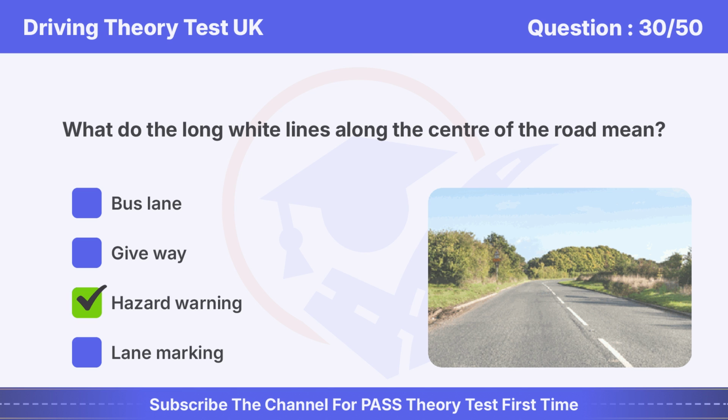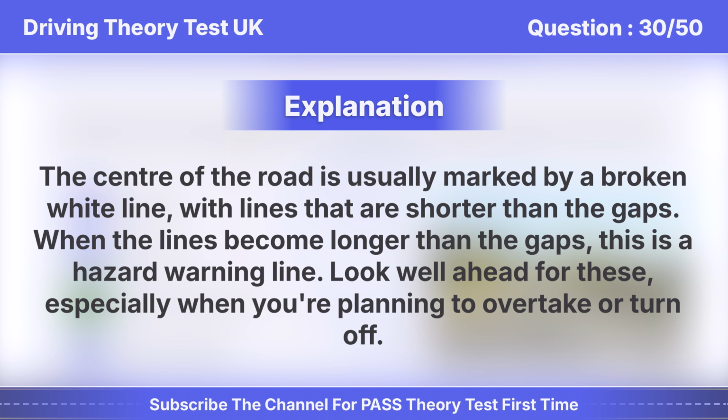Answer is C. Hazard warning. The center of the road is usually marked by a broken white line, with lines that are shorter than the gaps. When the lines become longer than the gaps, this is a hazard warning line. Look well ahead for these, especially when you're planning to overtake or turn off.